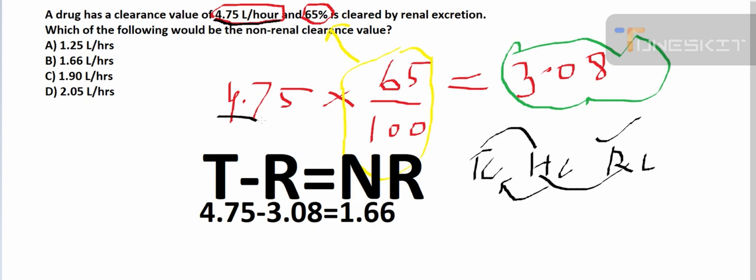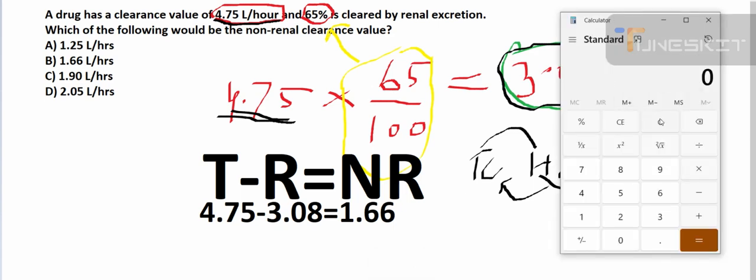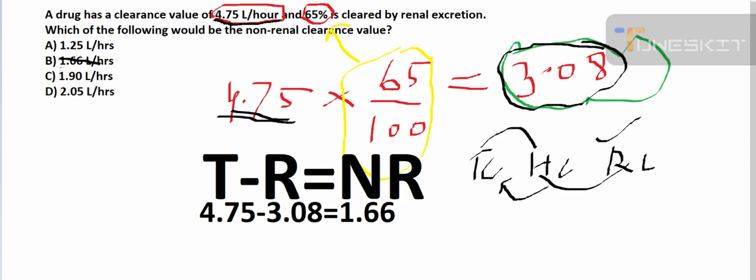So this is the total clearance multiplied by the percentage converted into simplest form, and the answer will be the renal clearance. For non-renal clearance, you subtract total minus renal, which will give the non-renal clearance. So this is 1.67, and this answer will be the correct answer. Very simple calculation.